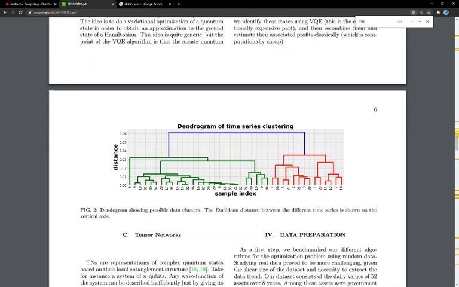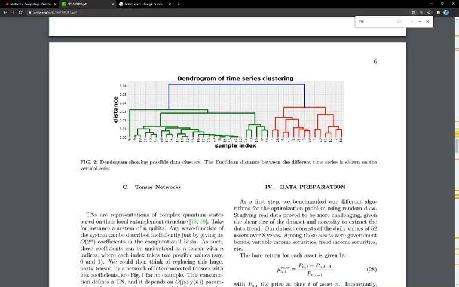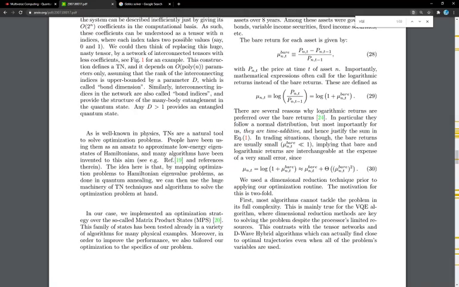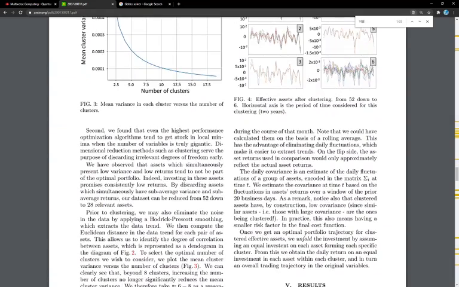So in figure 2 we see a dendrogram showing possible data clusters. The Euclidean distance between the different time series is shown in the vertical axis. Okay, that's it. There's no more explanation.